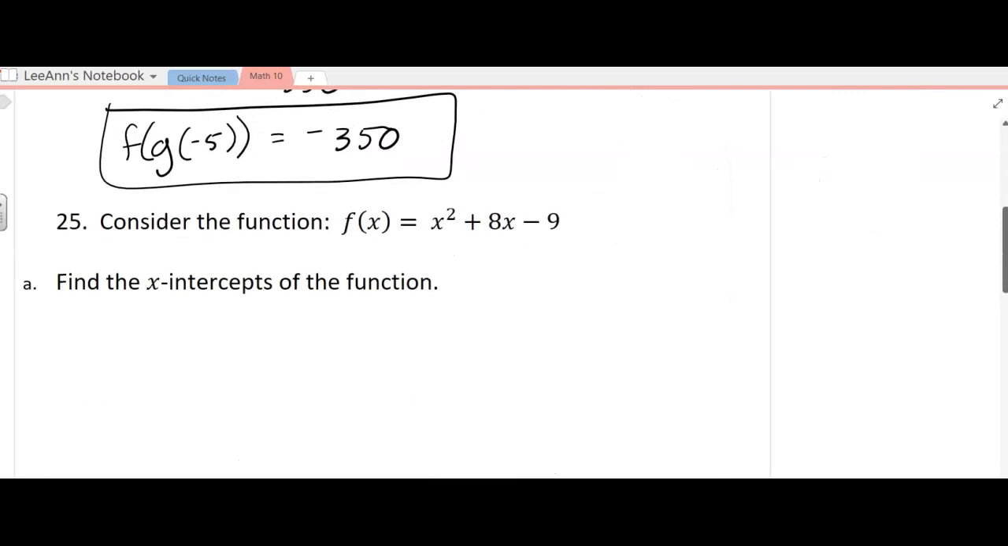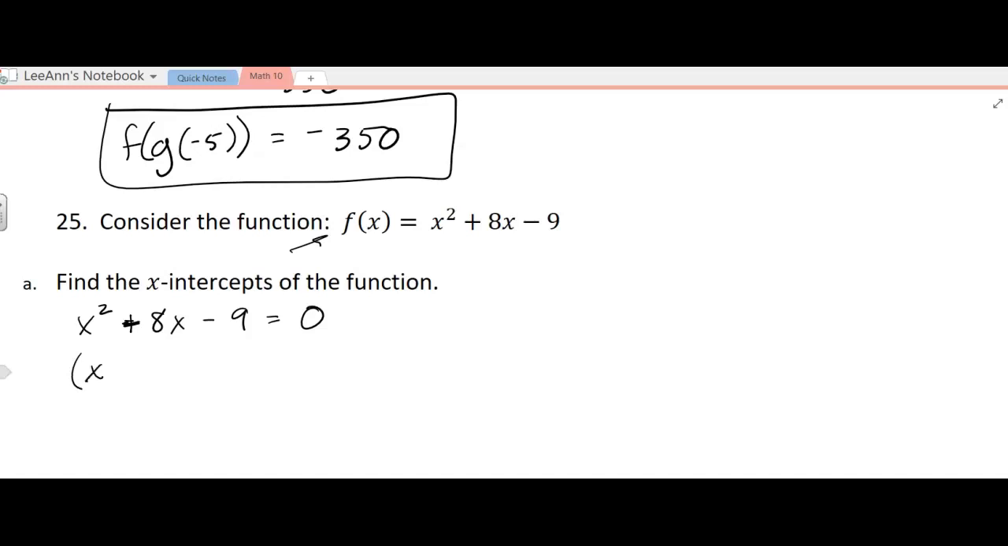Okay. Consider the function. So here's our function. It wants us first to find the x-intercepts. How do you find the x-intercepts? Well, that's when the function equals 0. It's when the output is 0, when it's going to be on the x-axis. So that's what we want to know. When does the function equal 0?